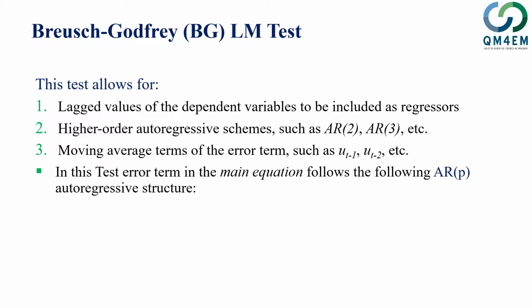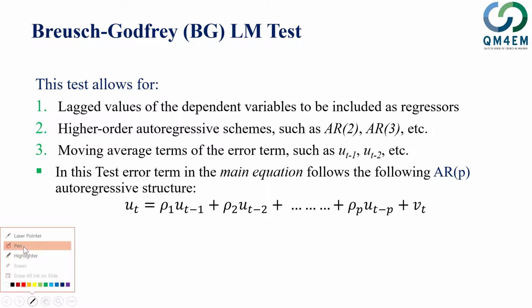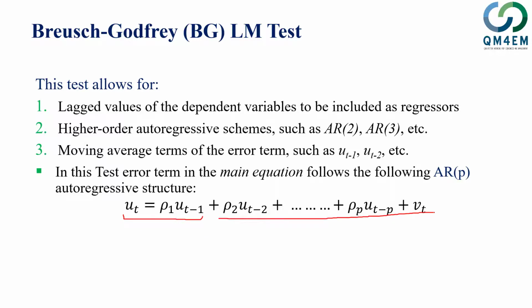Finally, the error term equation in the BG or LM test can be written as the error term being a function of the first lag, the second lag value, and so on till the P lag values. If you look into this particular construction of the function, you can see that in Durbin-Watson we have just these two terms, but now we have these additional terms as well, so we can check for a higher order of autoregression in the BG test.